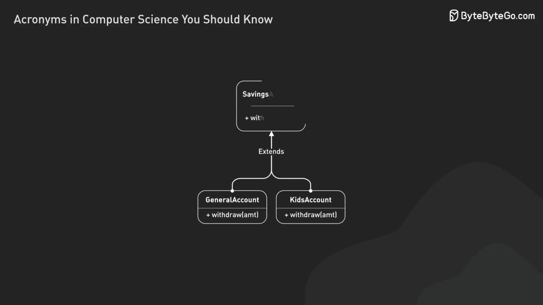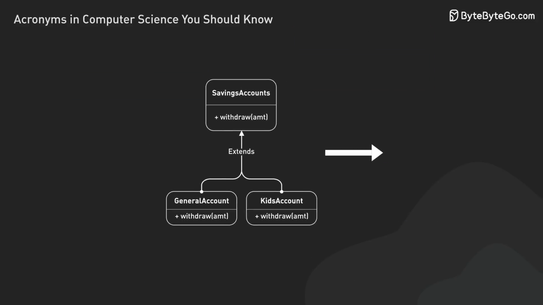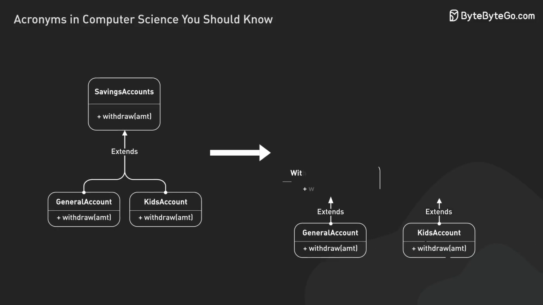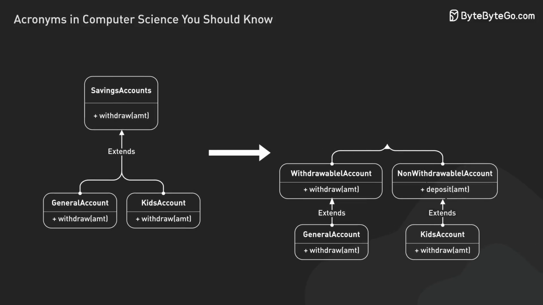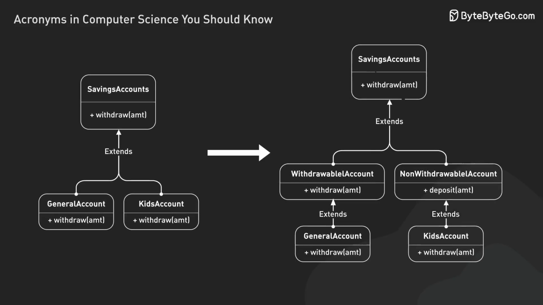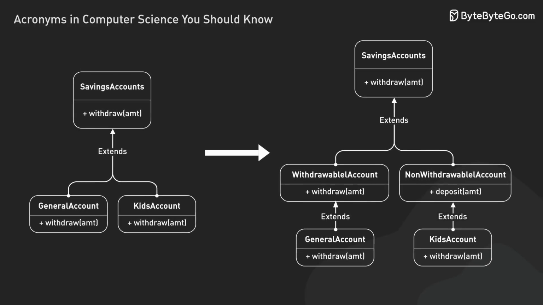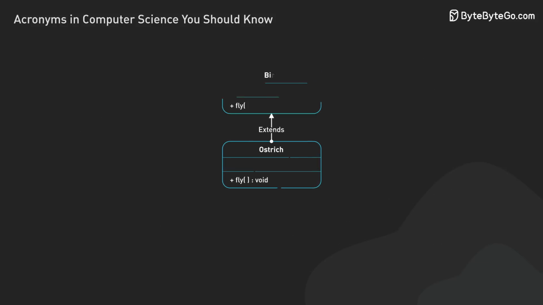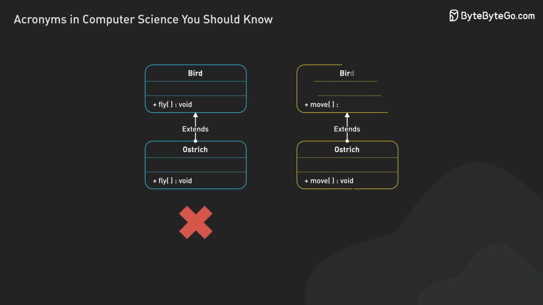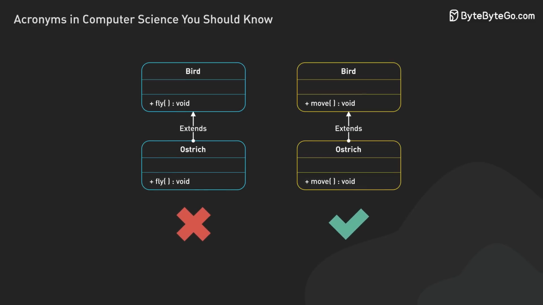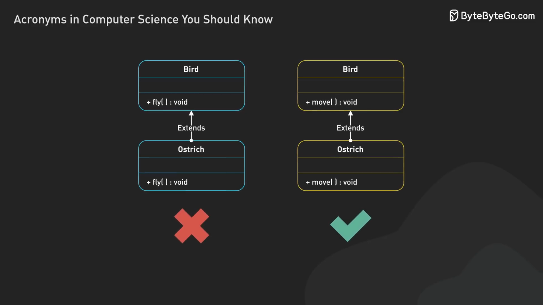Then there's the Liskov substitution principle. It says that objects of a superclass should be replaceable with objects of the subclasses without affecting the program's correctness. This ensures that a subclass can stand in for a superclass without errors or unexpected behavior. For instance, separating flying behavior from a general bird class ensures that non-flying birds like ostriches won't cause errors.